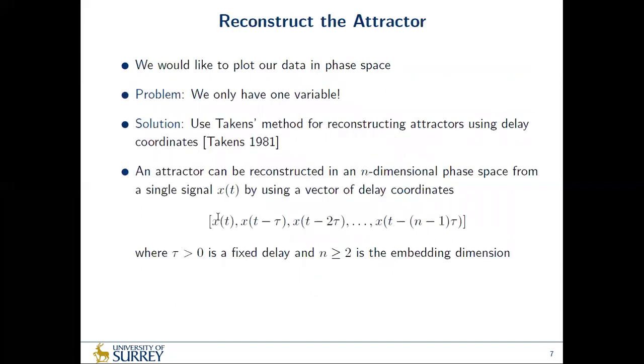So we'd like to plot our data in phase space. The only problem is we've only got one variable, but Takens came up with a solution for this back in 1981 and gave us the method for reconstructing attractors using delay coordinates. Instead of taking one point on n signals, we take n points on one signal using these delay coordinates. We take a fixed delay tau, and we can choose n as whatever value we like as the embedding dimension.